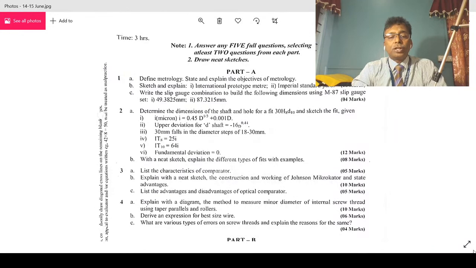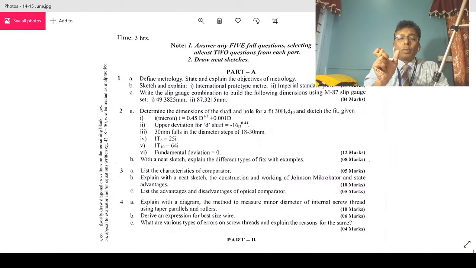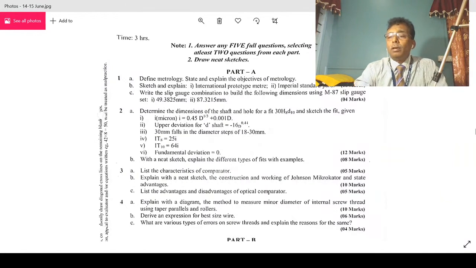Okay. Let me just tell you. Always start from the last decimal place. Then take subsequent decimal places. Use the largest possible block in each step. So, for example, we will see what is M87. Before that, we need to understand what are the various slip gauge boxes available. Let's have a look. Now, the set given here is M87, right? Okay. M87 slip gauge.